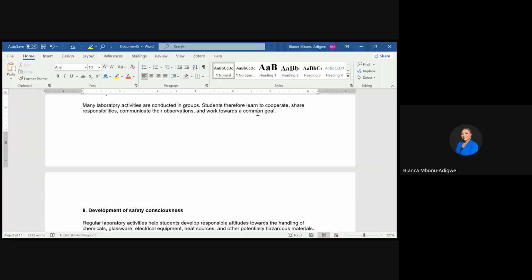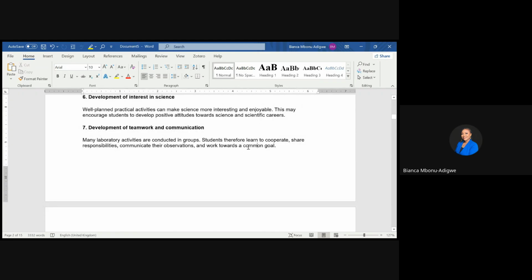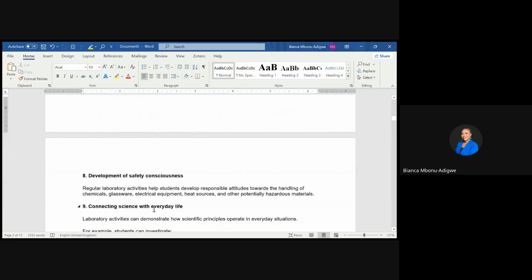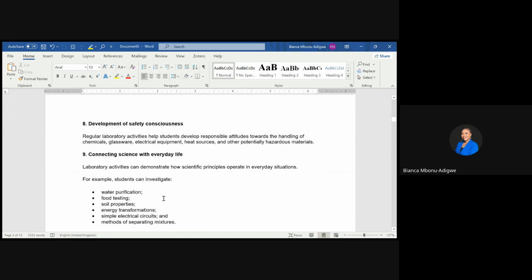And if it is a competition, you're just going to hear them choose someone that will present their findings to the class, and when the person is talking, they are cheering the person. This is what teamwork is all about, teamwork and communication, and lab activities help us to build on that. Practical laboratory also helps us to develop safety consciousness.